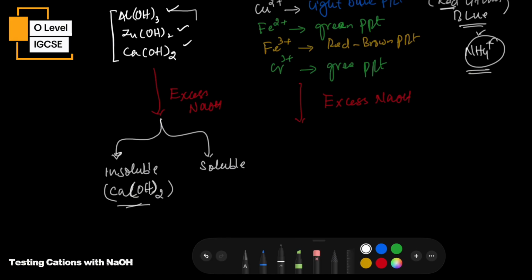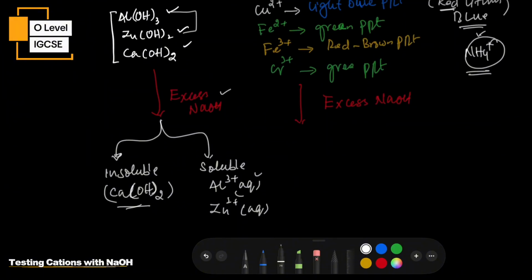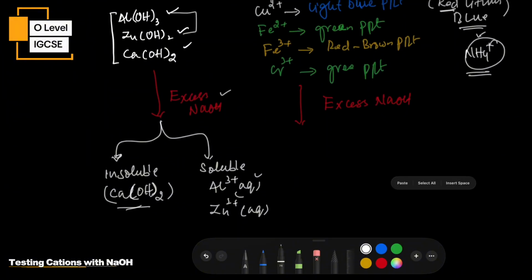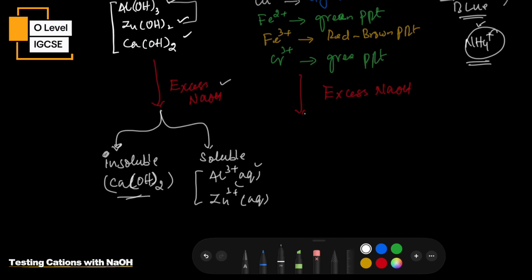In the case of the other two precipitates, aluminium 3 positive ion will be soluble, forming aqueous, and zinc 2 positive ion precipitate will also be soluble in excess sodium hydroxide. So if you add excess sodium hydroxide to the white precipitates, only calcium hydroxide remains insoluble. The rest of the two ions are soluble. Now come towards the colored precipitates. Again there is a similar situation, two types of observation: soluble and insoluble.